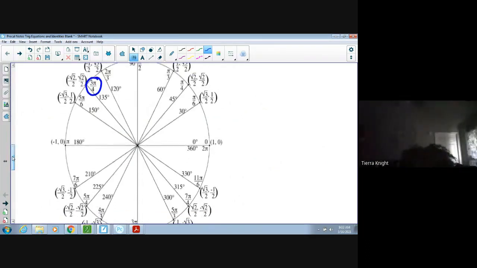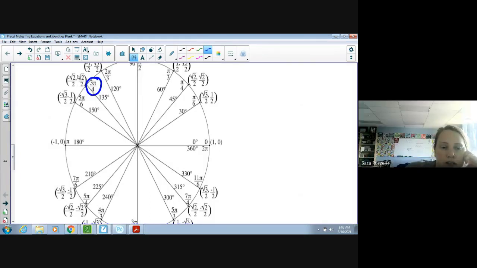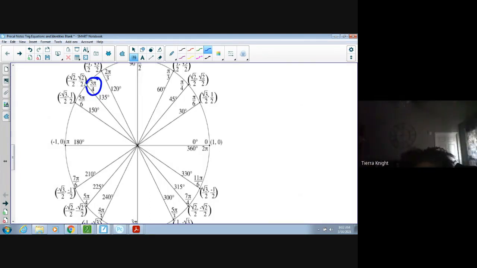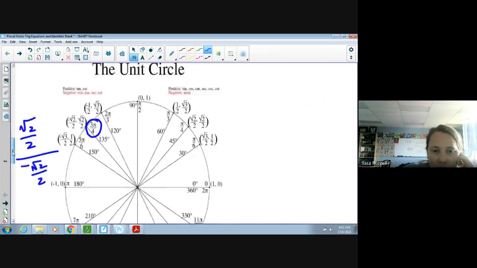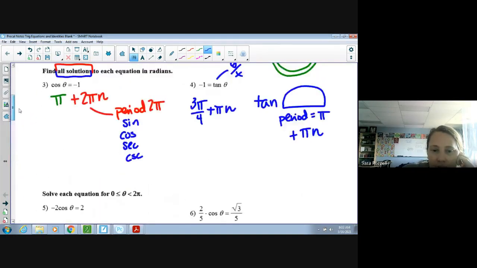And can you show me how you found the answer to 4, the 3 pi over 4 plus pi n? I know how you got the pi n part, but not the 3 pi over 4. This is y over x for this one. So root 2 over 2 divided by negative root 2 over 2. When these two numbers are the same, you have a 1 and then there's a negative in the front. So -1. You kind of have to divide these y over x in your head to find the one that you're looking for. So you get those.